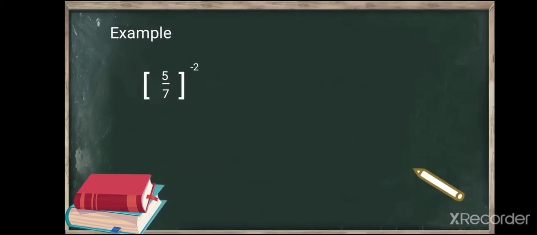Let us solve the next example. This example is in the form of a upon b raised to minus m. So we can convert this negative symbol to positive just by inverting numerator and denominator. 8 raised to minus 2. Here again the index value is negative. So you can convert it into positive just by inverting this number.